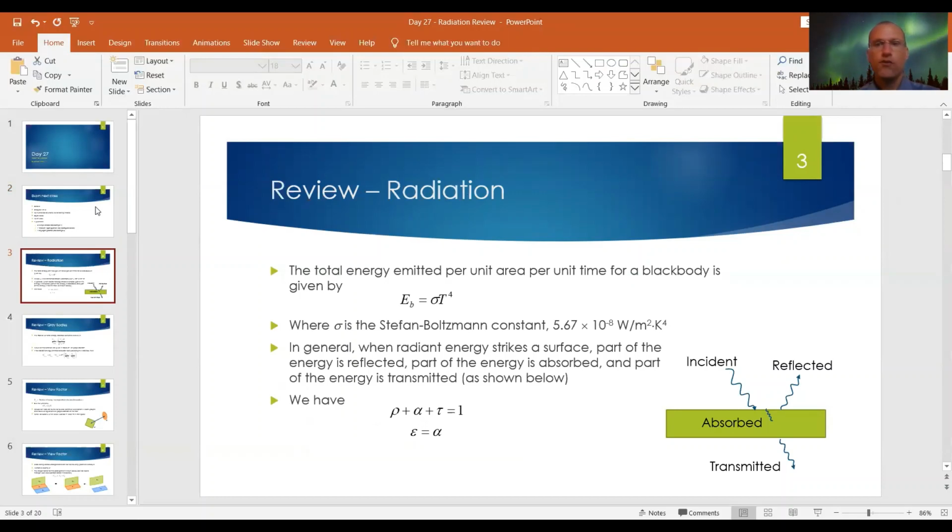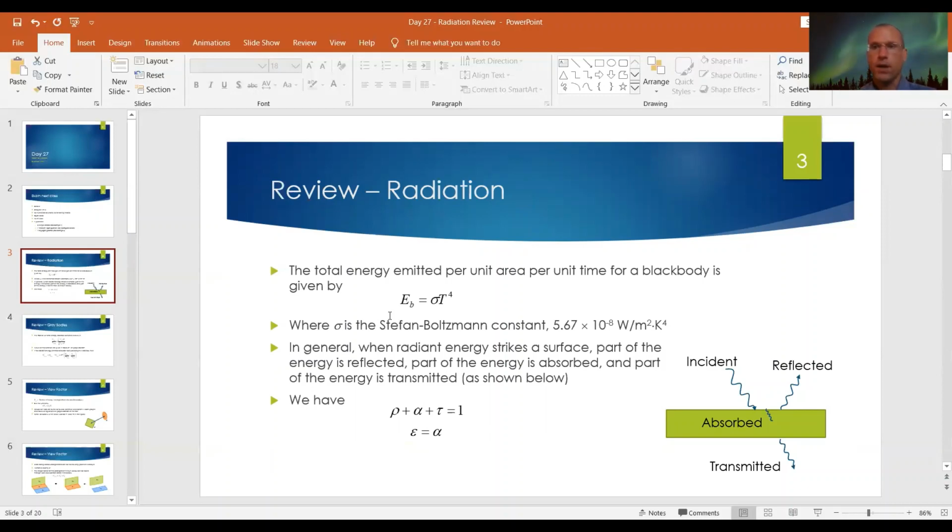So, review of radiation, standard black body radiation. I have my total energy emitted, E_b, per unit area, sigma times T to the 4th. Again, that's for a black body, assuming all the energy is allowed to leave the surface. Sigma is the Stefan-Boltzmann constant, 5.67 times 10 to the -8 watts per meter squared Kelvin to the 4th power.